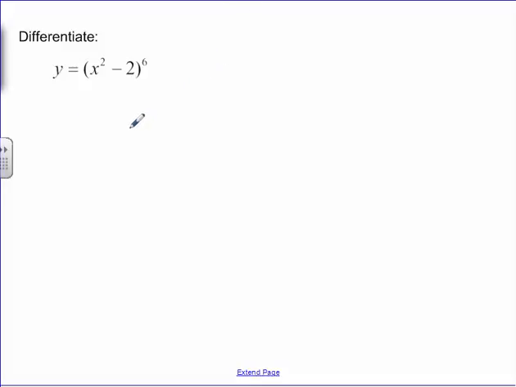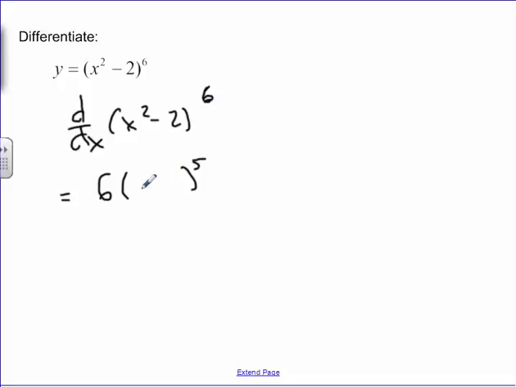So let me show you how this will look, though, because this actually isn't as hard as you think it is. If you want to take the derivative of x squared minus 2 to the 6, it looks like this. You take the derivative of the main function. Well, the main function is really something to the 6. So you bring 6 down in front, and you drop the power to 5. However, the baby inside will stay inside, which gives you x squared minus 2.